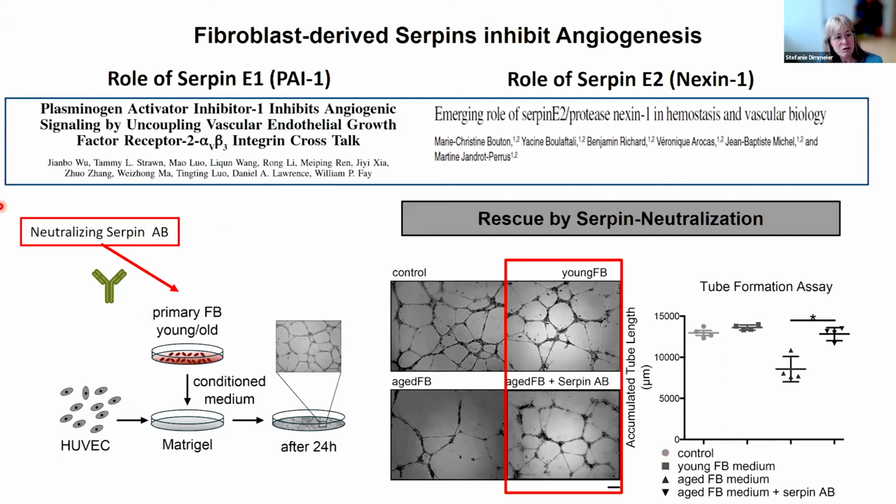To address this question, we used neutralizing serpin antibodies to treat the conditioned medium from young or old heart fibroblasts, and then again used the tube formation assay to test the effect. As you can see here, this is again the controls. These are the aged fibroblast mediums showing impaired angiogenesis activity. While if you add serpin antibodies, this is similar to the young fibroblast medium cultured cells, suggesting that these serpins, which are known to regulate angiogenesis signaling and are also important in homeostasis in vascular biology, may contribute to this impairment of endothelial cell function in the aging heart.